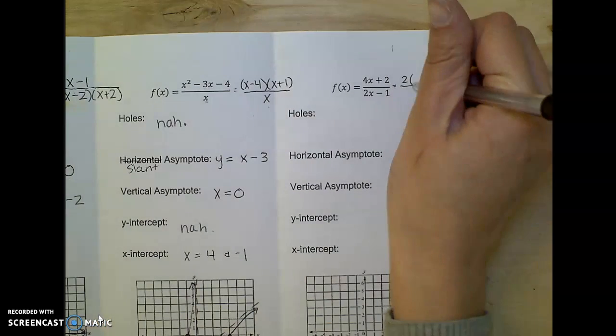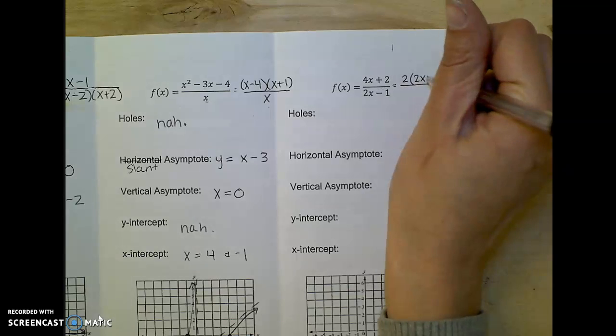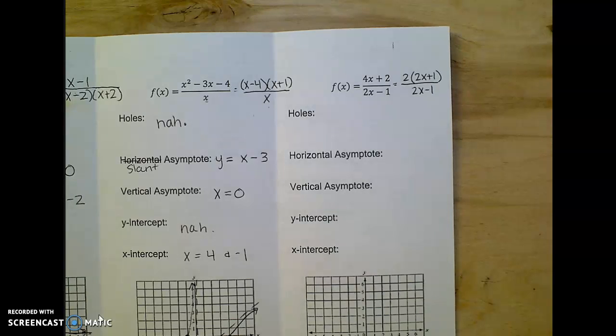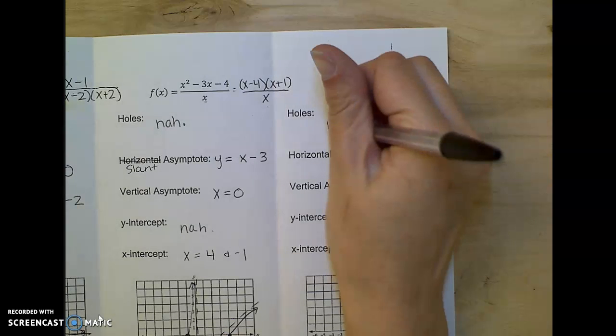Okay, this next one, I would factor the numerator. So I have a 2 in common. We got 2x plus 1 over 2x minus 1. So close, but no hole. So nah.